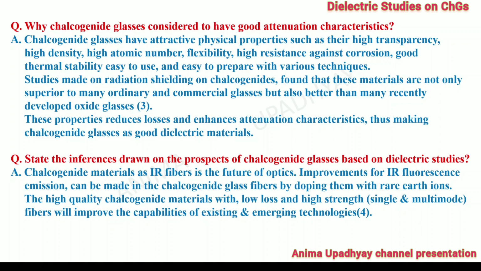State the inferences drawn on the prospects of chalcogenide glasses based on the dielectric studies. Chalcogenide materials as IR fibers are the future of optics. Improvements for IR fluorescence emission can be made in chalcogenide glass fibers by doping them with rare earth ions. High quality chalcogenide materials with low loss and high strength, that is single and multimode fibers, will improve the capabilities of existing and emerging technologies.